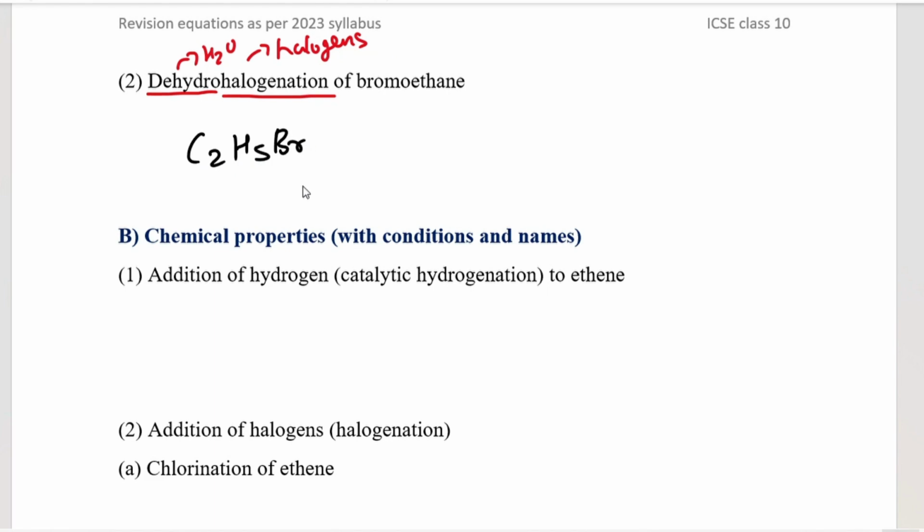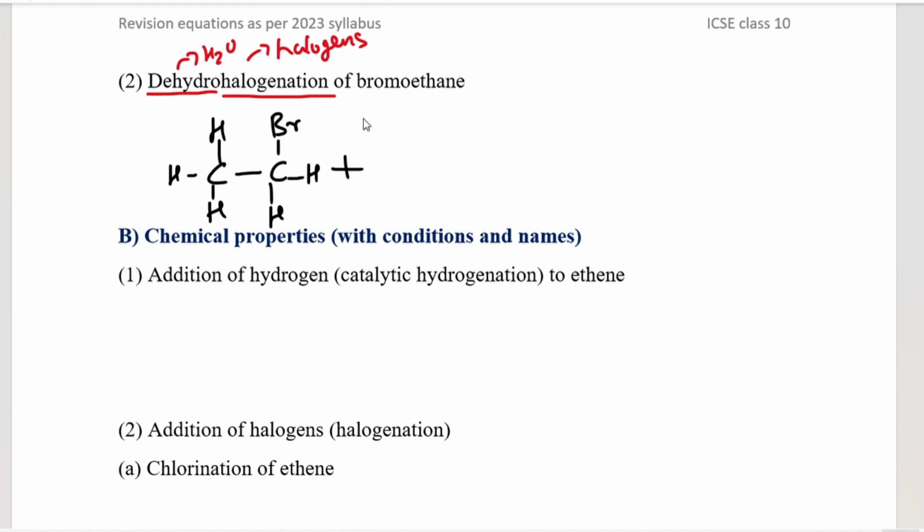C2H5Br. Okay. What I will do, I will write the structure so that you can understand how the halogen and water is removed. Okay. HBr, H. So this is bromoethane. Bromine can be on any carbon.